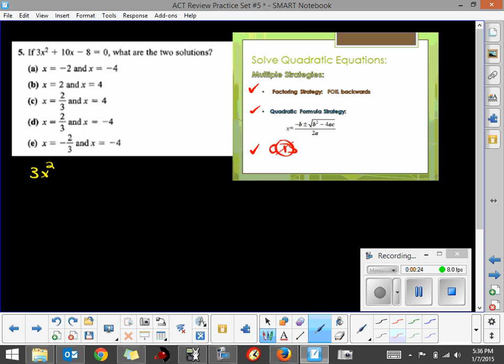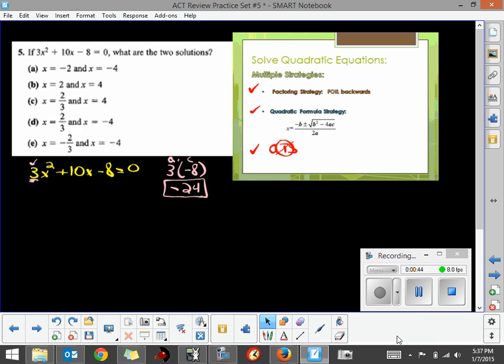3x squared plus 10x minus 8 equals 0. Now what we've been working on this year is, when this leading coefficient is not a 1, we take 3 times our negative 8 and get a negative 24. That's our A times C. That negative 24 is the number we're going to work off of here. So we want to find numbers that we can multiply to get a negative 24, but add together to get a 10, and we're going to break that 10 up.